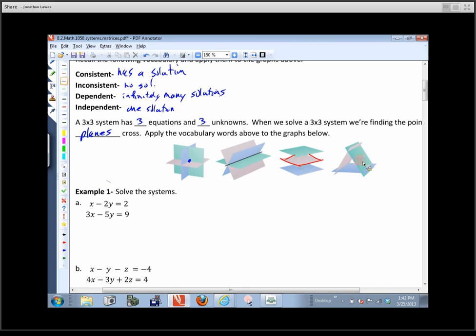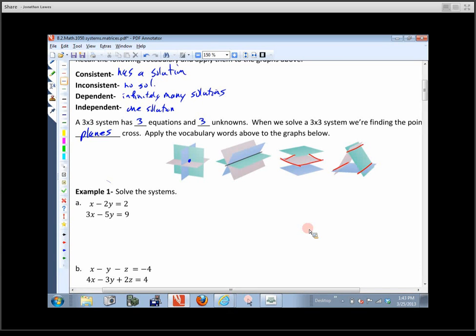And how about this one? Well, we've got this line up here where the 2 of those cross, this one here where the 2 of those cross, and this one right here where the 2 of those cross. Remember, we're trying to find the point where all 3 planes cross. They don't. So there'd be no solution to that one either. That would be inconsistent as well.